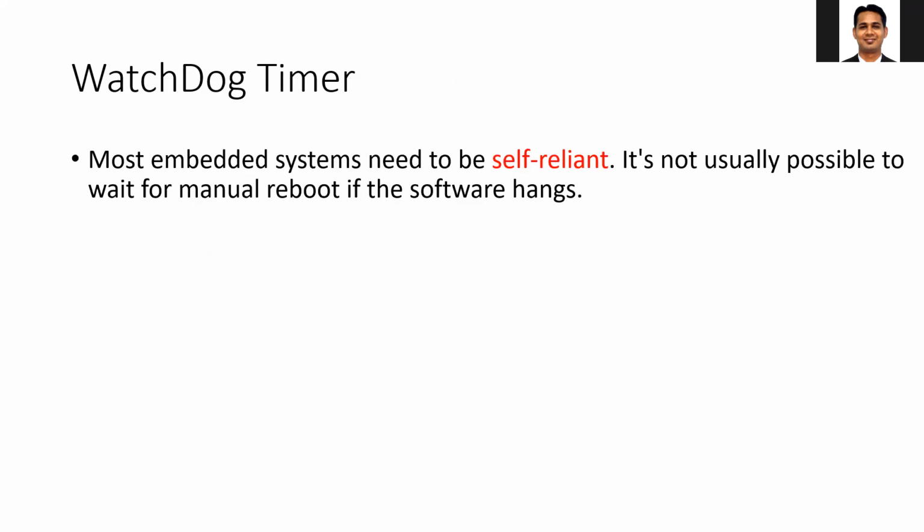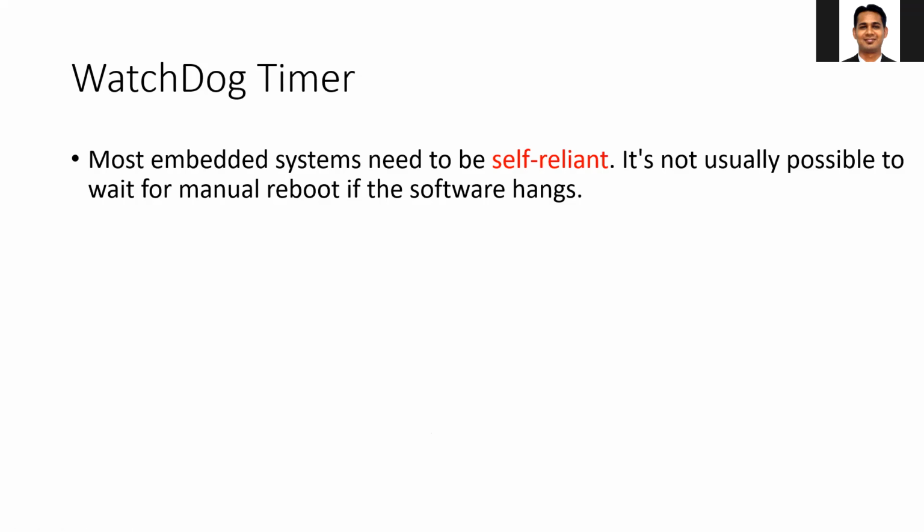Most embedded systems need to be self-reliant. It is not usually possible to wait for a manual reboot if the system hangs. For example, there are many cases where your processor hangs. One option is that you manually switch off the system and switch it on so that it comes out of that error state. But in the case of embedded systems, which are usually remotely deployed, how can this process be automated?